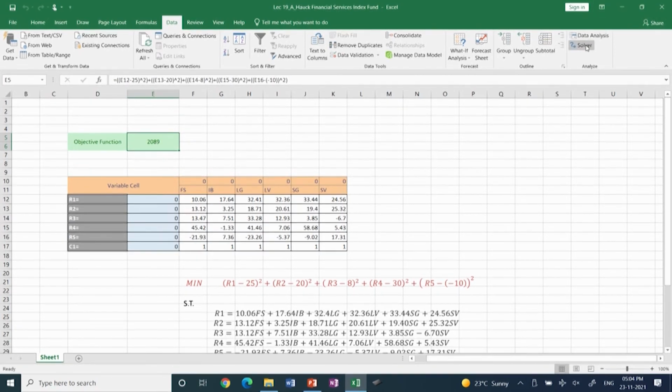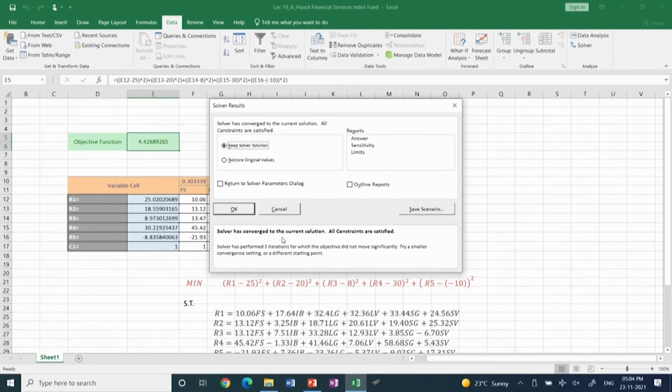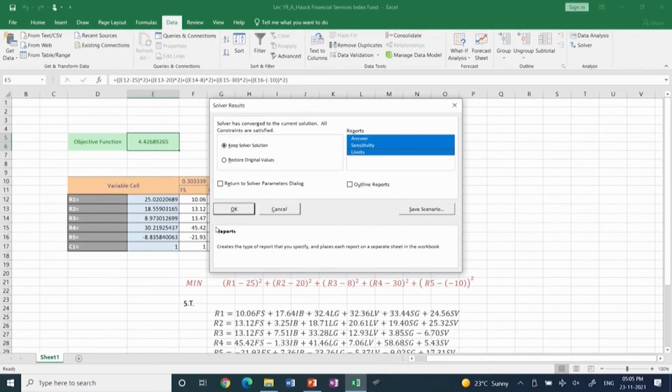Now, when I go to Solver, what are the constraints here? The constraint is that the sum of the probabilities should be 1, and the changing cells are F10 to K10. So, here I am selecting nonlinear options: instead of Simplex, I am choosing GRG Nonlinear. When I solve it, I get the answer, everything I need.